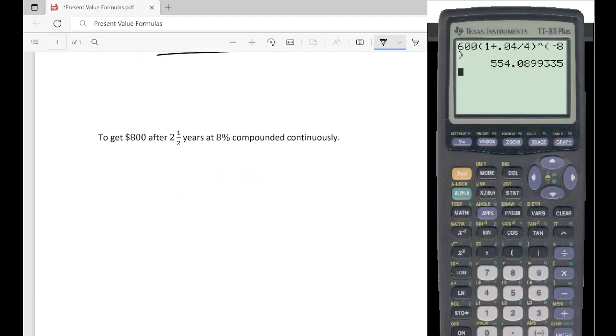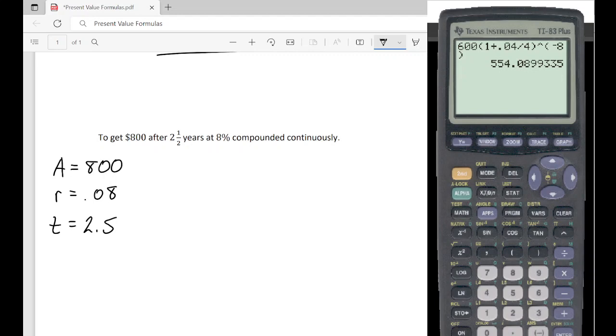So next one we have is we're going to get $800 after 2.5 years at 8% compounded continuously. So let's write what we do know. We're going to eventually get 800, so our amount is 800. Our rate is 8%, so we're going to say this is 0.08 because we divided by 100. And time is 2.5 years.